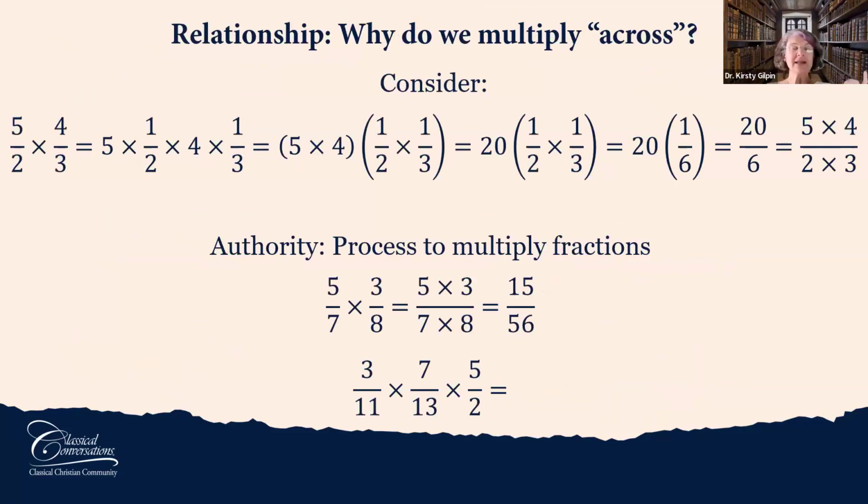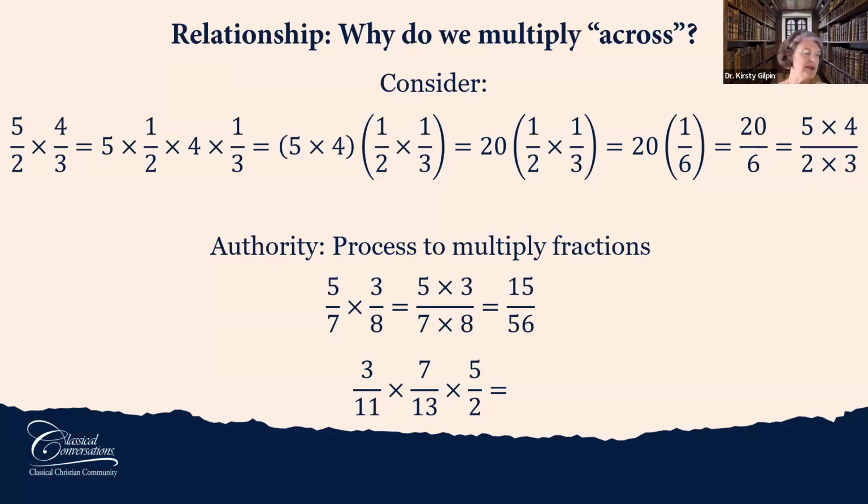All right, so let's think about why we multiply across. That's probably the rule that we all learned, why we multiply across, meaning we multiply our numerators together and then we multiply our denominators together. So if we look at 5/2 times 4/3, and I rewrite that out as 5 times 1/2 and 4 times 1/3, I now see my fractional units.